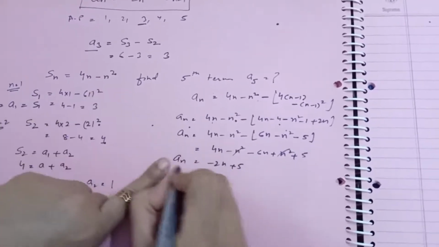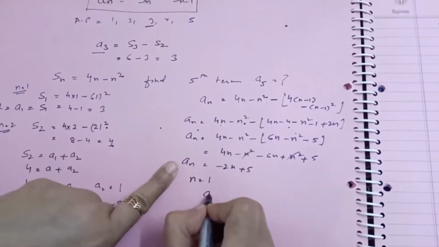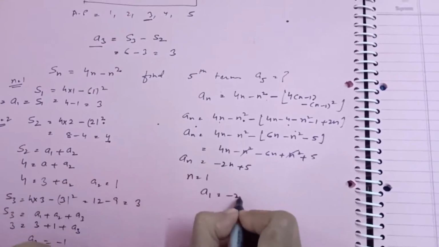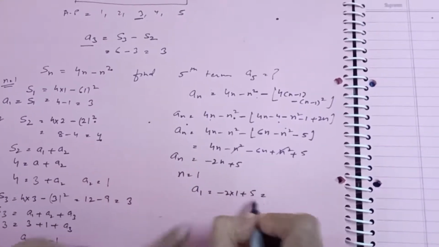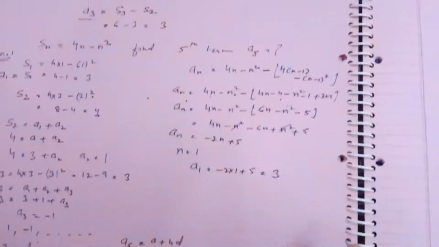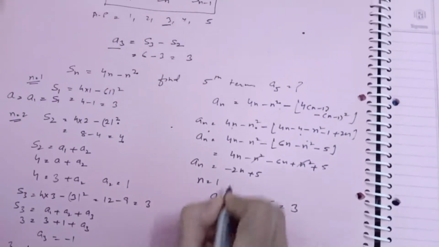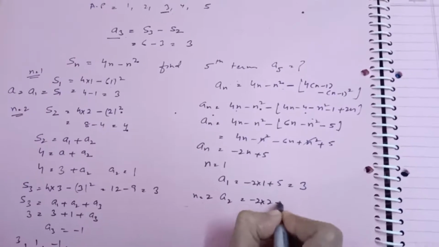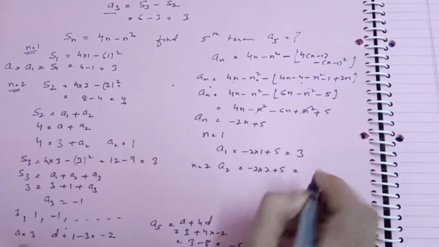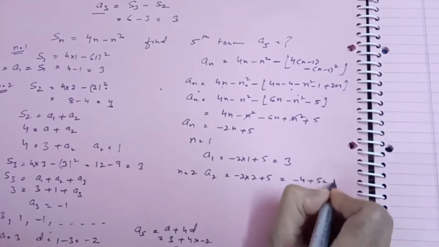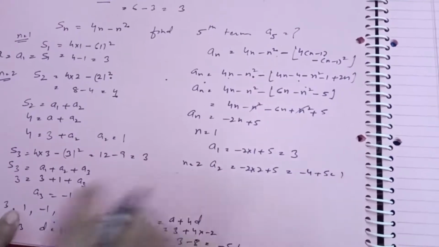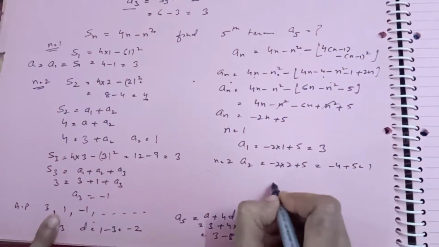दिस इज़ योर an. नाउ अगर n इक्वल 1 पुट कर दो तो a1 आ जाएगा. पुट करो, a1 माइनस 2 इंटू 1 प्लस 5, माइनस 2 3. हमारा भी a1 क्या आया था? 3. ये हमारा a आ गया. अब a2 क्या है? n इक्वल 2 पुट कर दो इस रिलेशन में, तो माइनस 2 इंटू 2 प्लस 5, माइनस 4 प्लस 5 इक्वल 1. a2 हमारा क्या है? 1. यहाँ पे भी हमारा क्या आया था? 1 ही आया था. नाउ d निकाल लो.